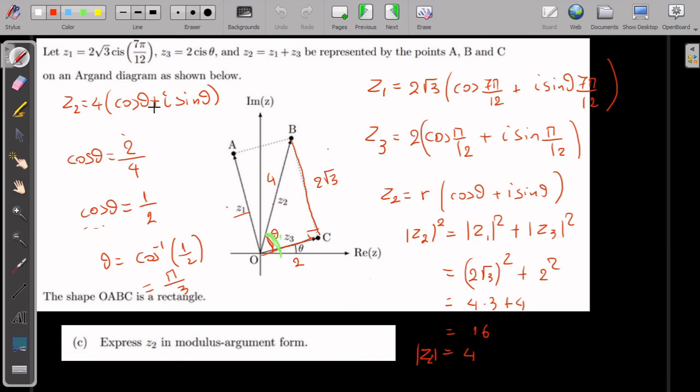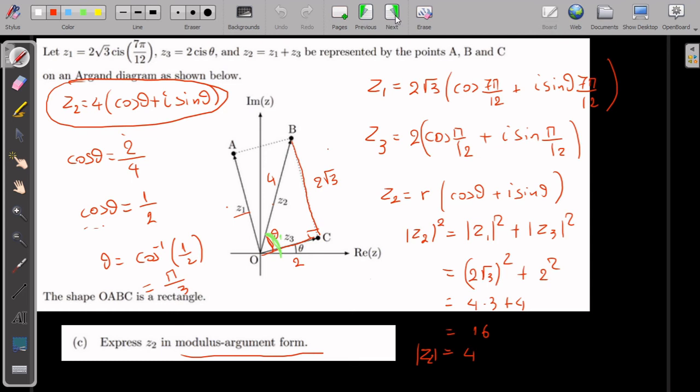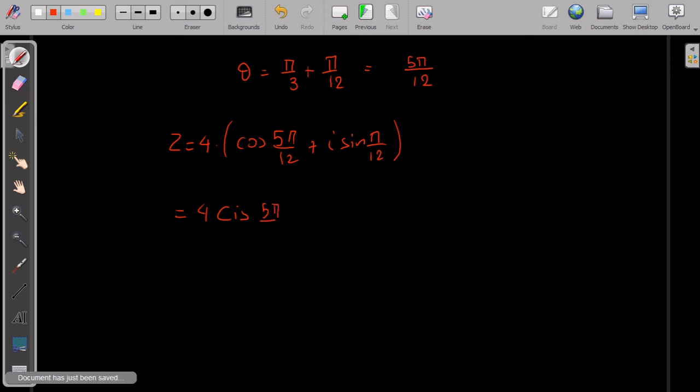So how can I write Z now in modulus argument form, basically in the form of cis? It's going to be Z equals the modulus, which is 4, times cos 5 pi over 12 plus i sine 5 pi over 12, and in compact form, 4 cis 5 pi over 12.